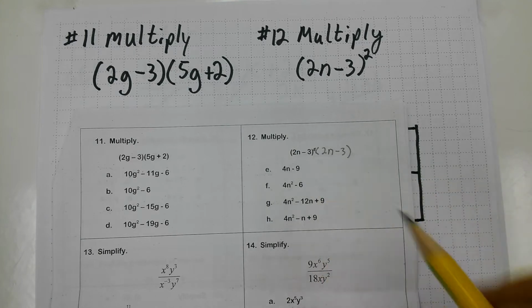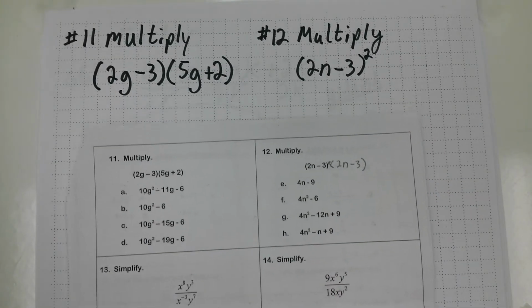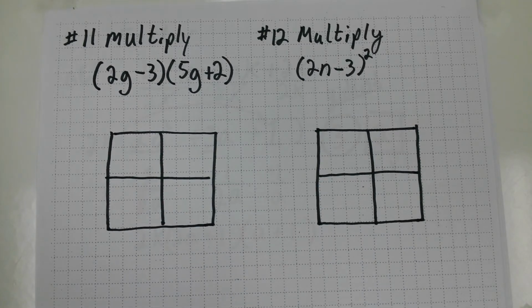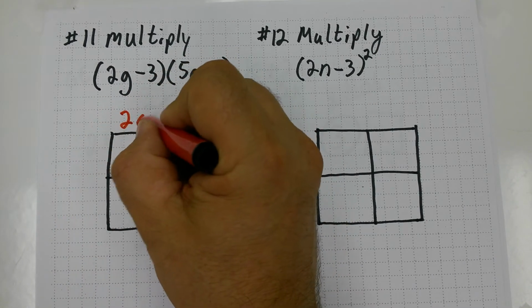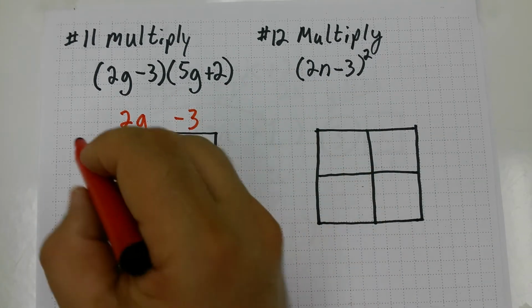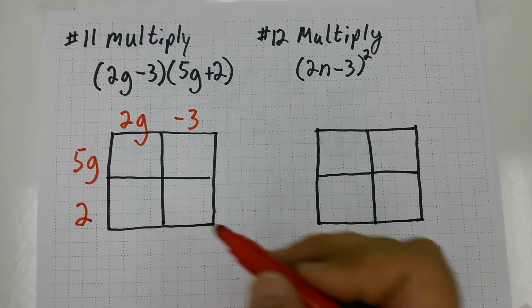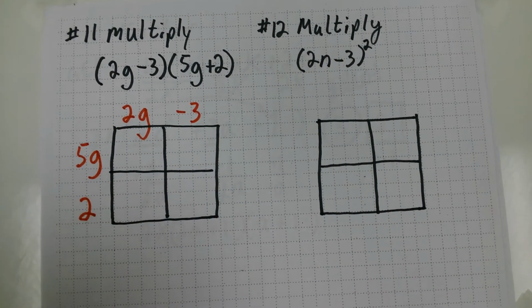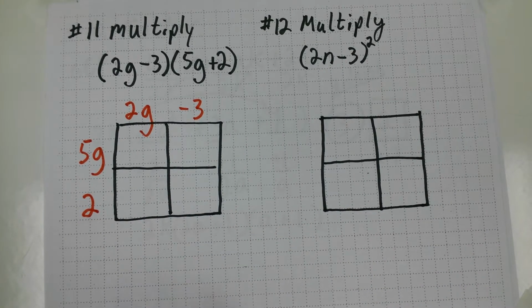So it's 2 times. And as I said before, if you know me at all, if I have to multiply binomials, I like setting up these Punnett squares or the box method. So I'm going to stack this 2g minus 3 on top, and this 5g plus 2 on the vertical. And this is the same as doing the FOIL method. It's just a graphical organizer.